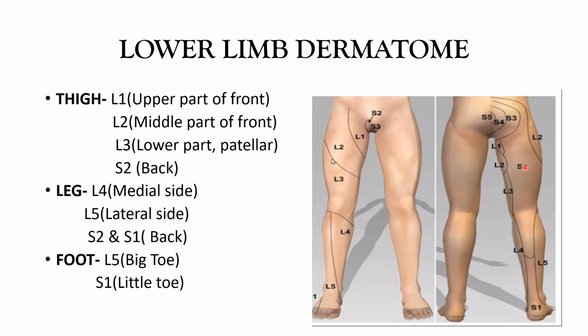Now, when we go to the leg, L4 is the medial side and L5 is the lateral side. For the foot, we have L5 and then S1. L5 innervates the big toe, and S1 innervates the little toe.